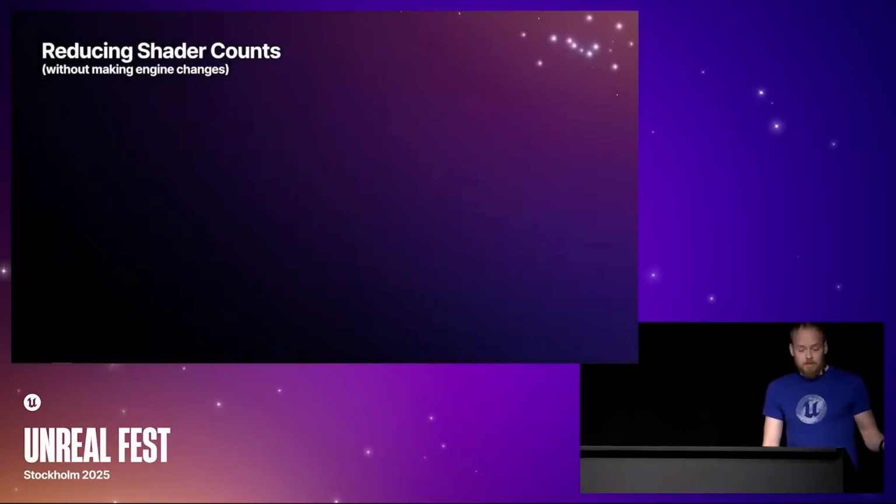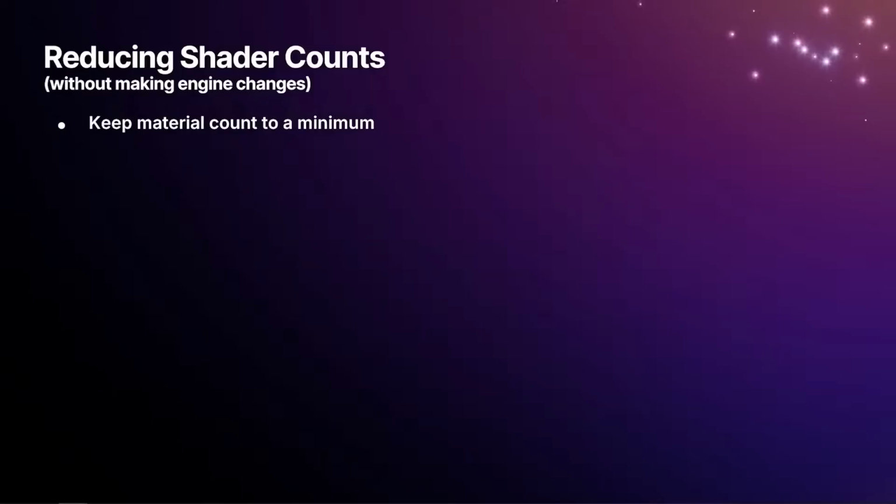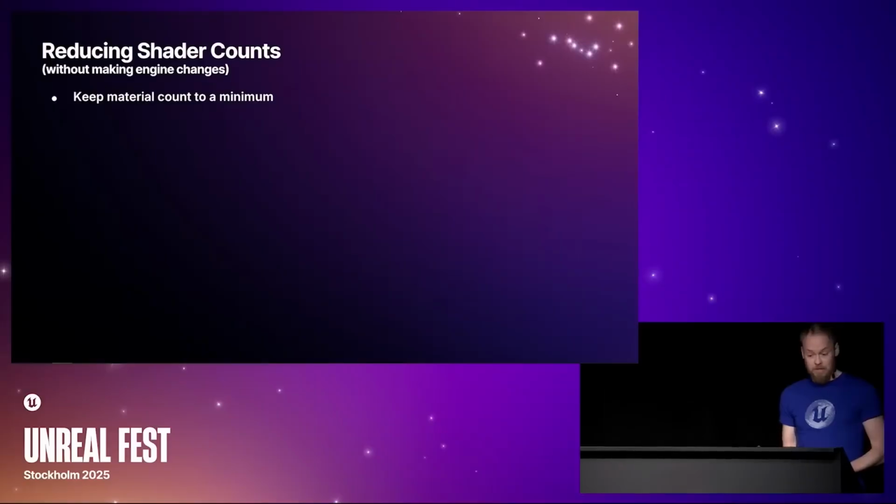So with all this in mind, there's a few strategies I can suggest to manage shader counts without needing to make any changes to the engine. First, and maybe most obvious, is just keep tight control over the number of materials you create for your project. Fewer base materials means fewer potential permutation variations that can be created down the line, and artists should generally prefer to be creating material instances whenever possible. They're more likely to be deduplicated.